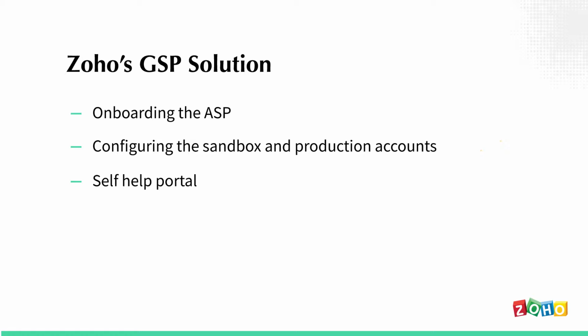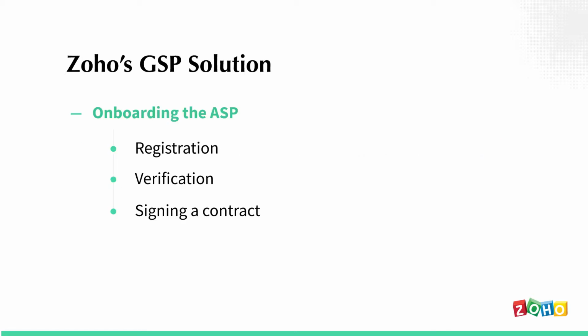We can fairly divide this into three sections: onboarding the ASP, configuring the sandbox and production accounts, and finally, how they can access the SelfHelp portal. With regards to onboarding, firstly, the ASPs have to register in Zoho's ASP registration page. We will then verify those details manually and then sign a contract with them.